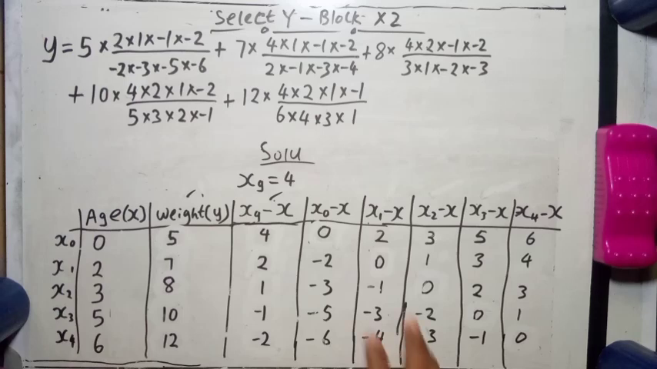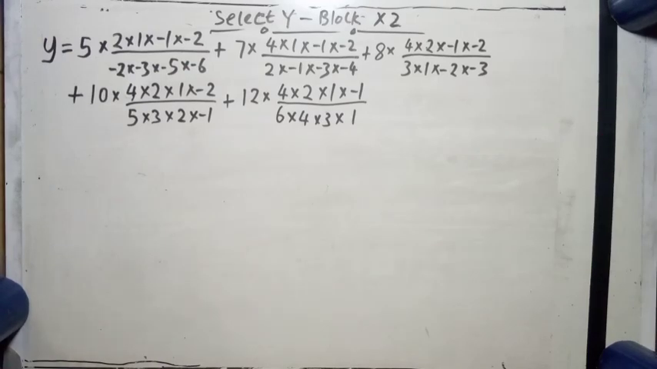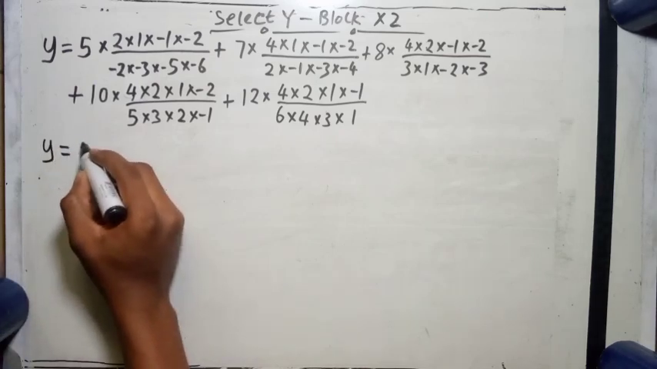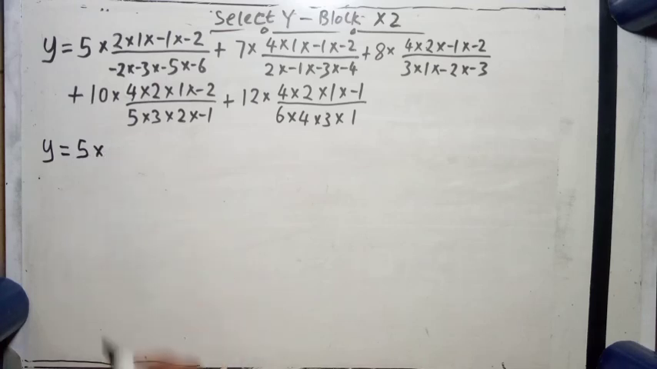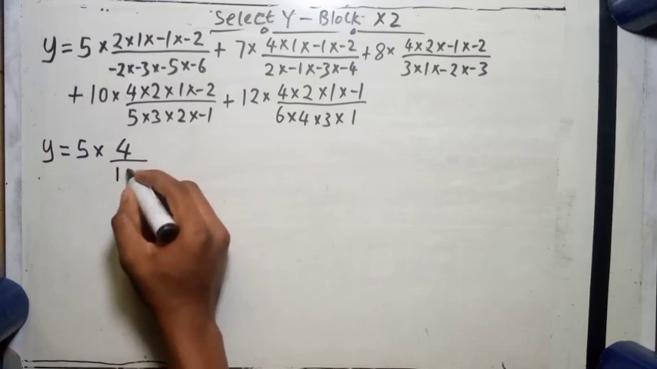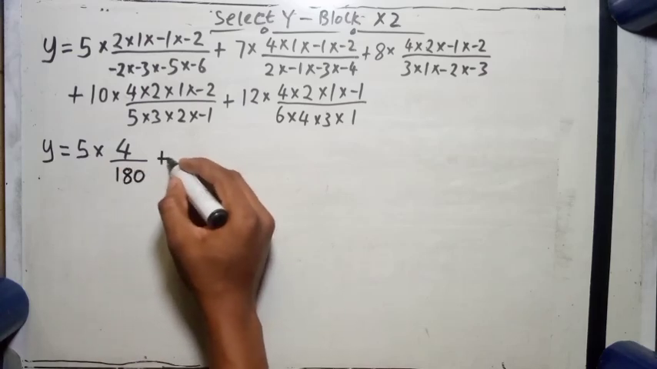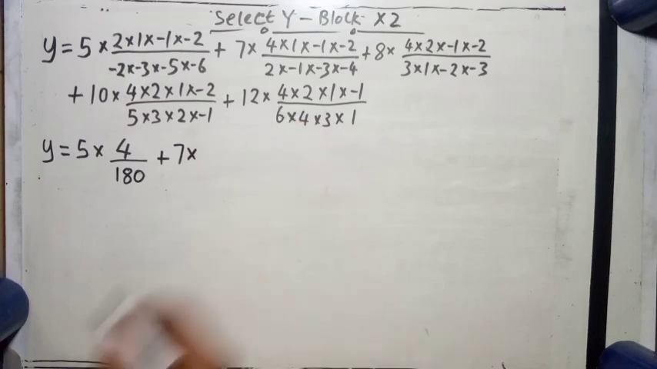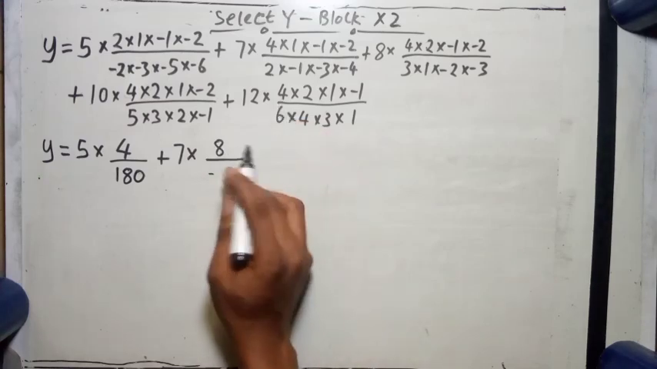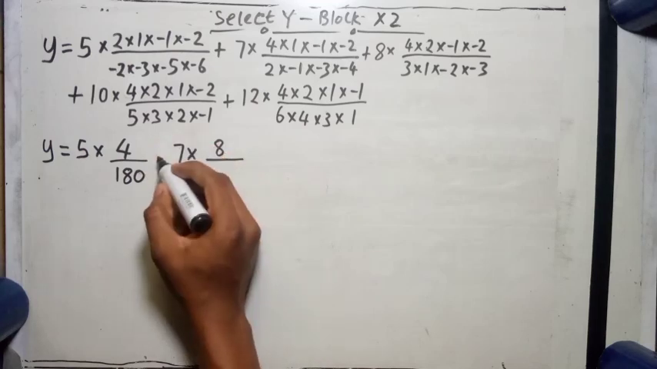Okay, so we have gotten this. Now we can now get our y value. So we will have to multiply everything. Then we have that our y is equal to 5 times 4. So we're having 4 on top over 180. Move over to the next one. 7 times 8 over minus 24. So this will be changing to what? Minus sign.